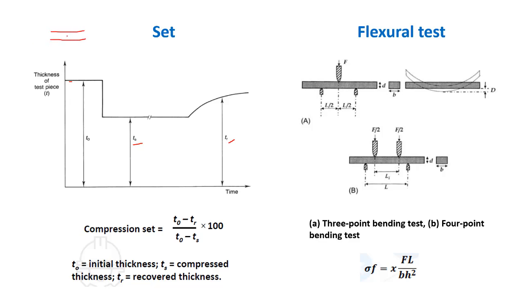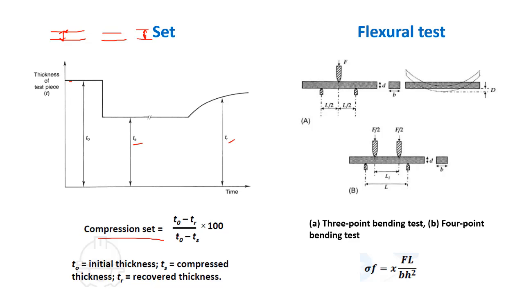So our polymer material will have a thickness like this. This will be the initial thickness here, and if I compress it, the thickness will be lesser. Then if I remove the press, it will get recovered. This will be the recovered thickness here. The compression set can be calculated using the formula T naught minus TR divided by T naught minus TS, into 100. That is how we can calculate the compression set.